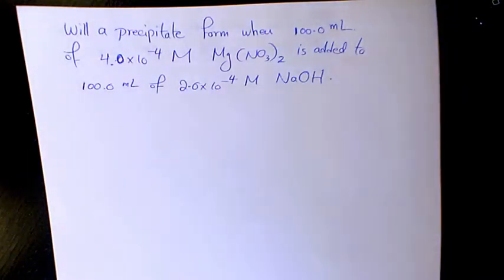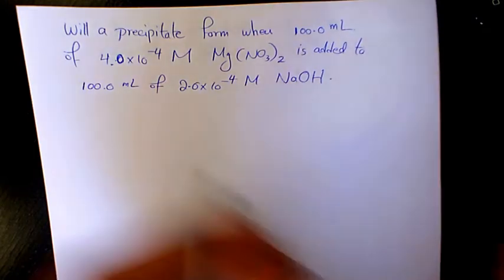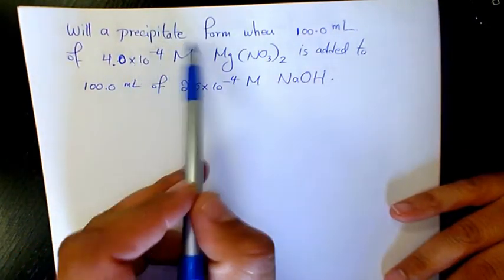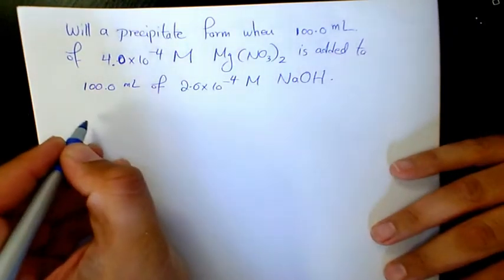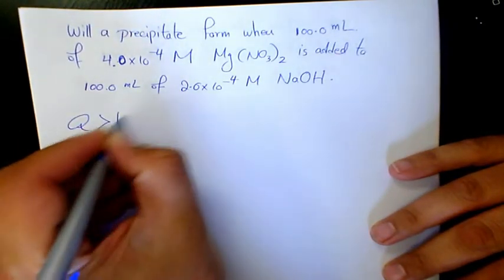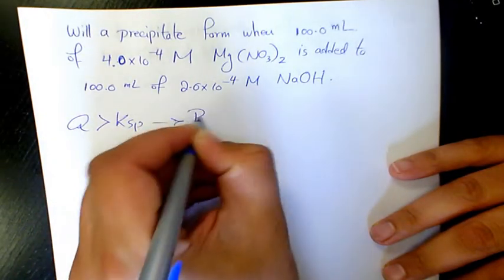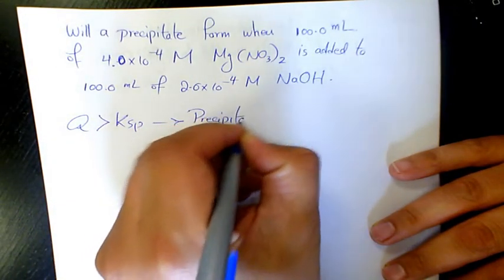Welcome to another video. In this video I want to talk about solubility. The first example I have says, will a precipitate form when 100 milliliter of 4.0 times 10 to the power of negative 4 molar Mg(NO3)2 is added to 100 milliliter of 2.0 times 10 to the power of negative 4 molar NaOH? So we need to see if we form a precipitate or not. Whenever Q is greater than Ksp, then we will have precipitation.